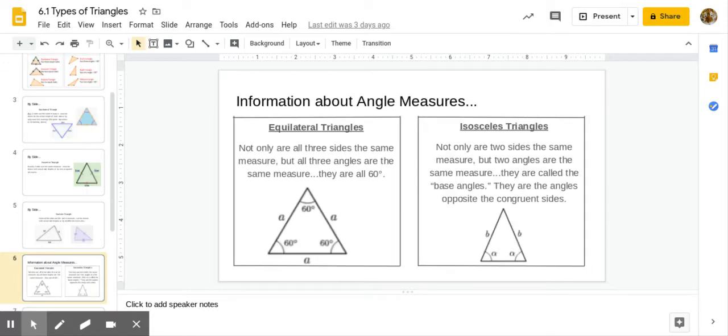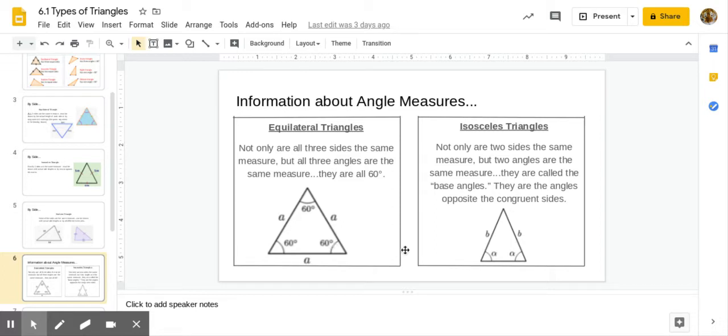There is some more information about the angle measures found within two of these triangles, equilateral and isosceles. In an equilateral triangle, because all three sides have the same measure, that also results in all three angles being exactly the same measure. So we would have 60 degrees, 60 degrees, and 60 degrees in every corner of an equilateral triangle.